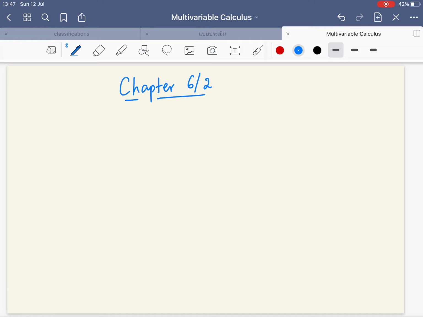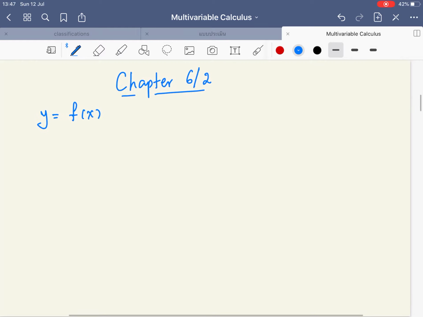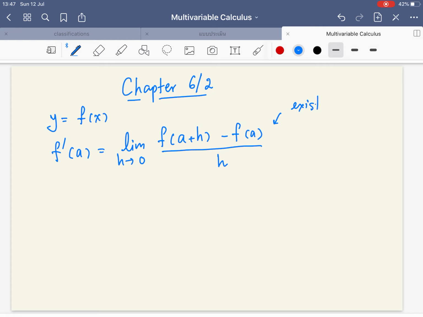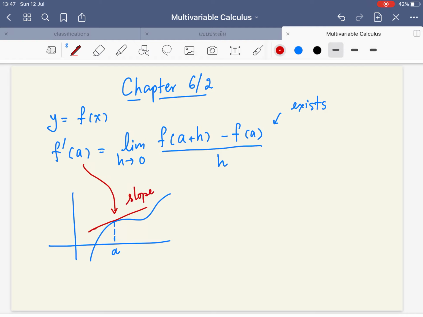Let us recall a little bit that if you have a single variable function y equals f of x, then the derivative at a particular point x equals a is represented by a limit of f of a plus h minus f of a over h, provided this limit exists. The geometric representation is that if this is the point a, then this limit, the derivative, is the slope of the tangent line to the curve y equals f of x at the particular point x equals a.